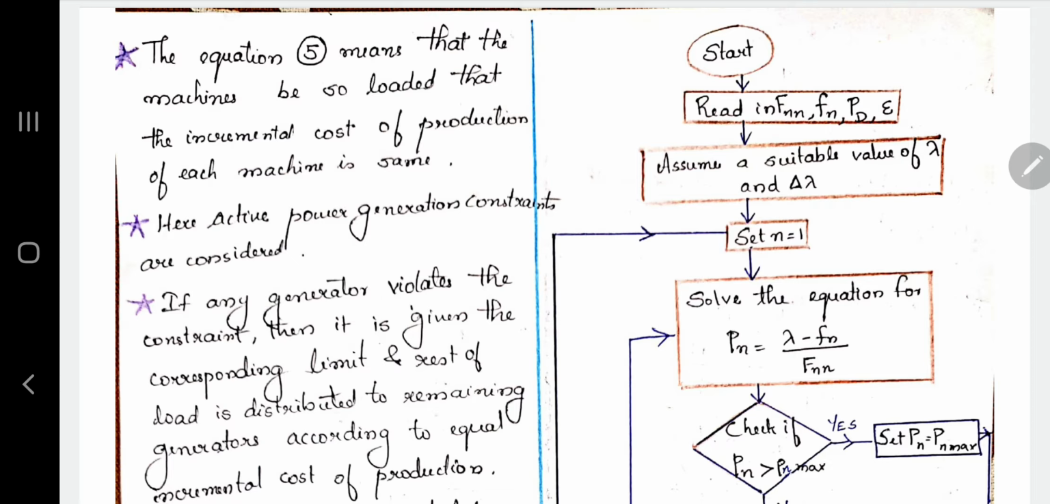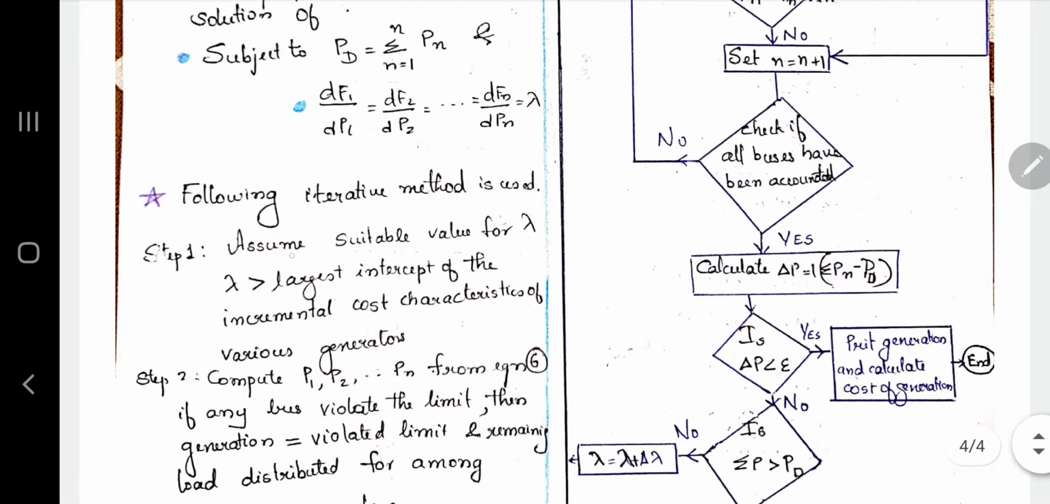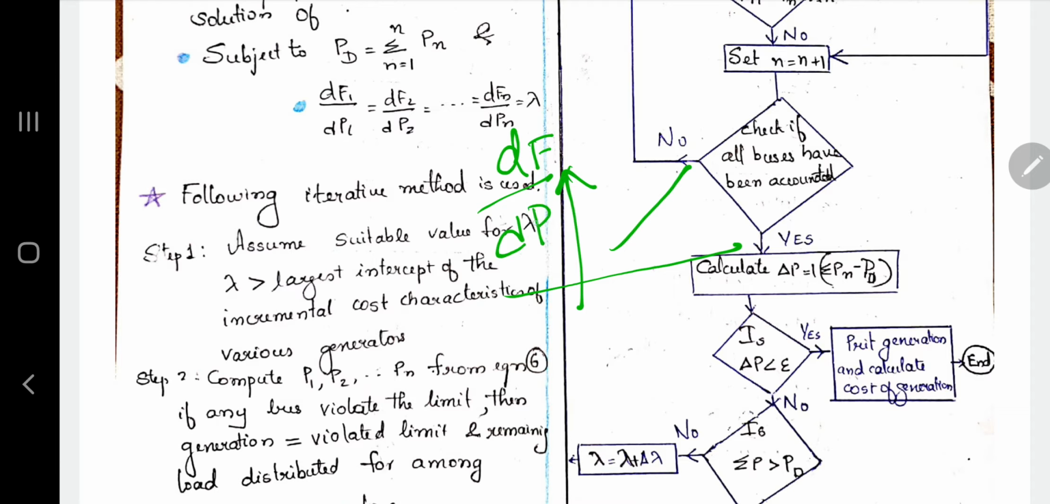Okay, so the next one is we are going to assume a suitable value for lambda, and the value of lambda should be selected such that there is a condition given. We have to assume a suitable value of lambda such that lambda is greater than the largest intercept of the incremental cost characteristics of various generators. Incremental cost characteristics, as we already studied, it is like this. This is dou f by dou p, and here is the demand. So lambda should be selected such that this is for one generator unit.